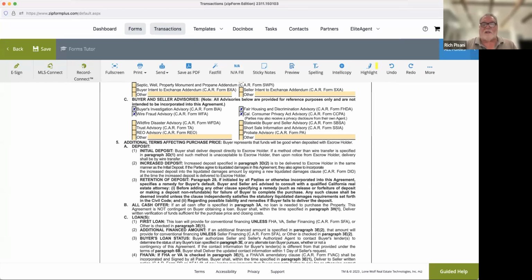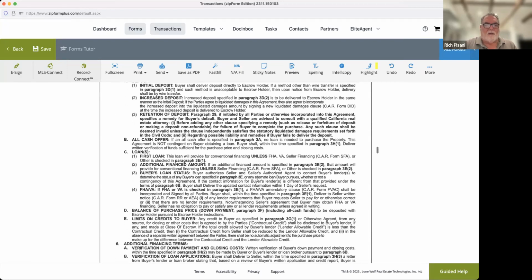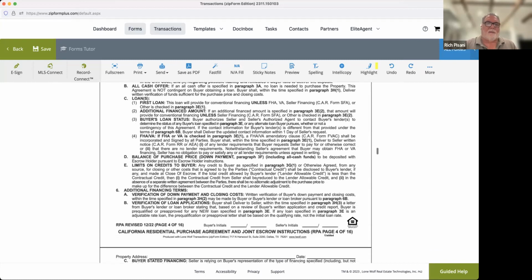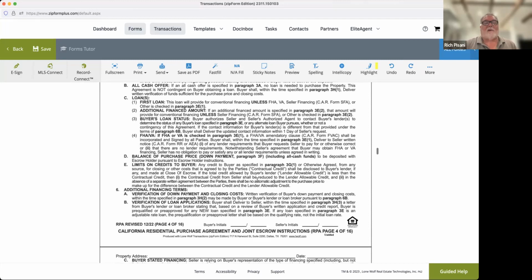All cash offer. If it's an all cash offer, no loan is needed. This agreement is not contingent on the buyer obtaining a loan. Buyer shall, within time specified, deliver written verification of funds. That goes without saying. Okay, so then we go into loans, the different types of loans, the balance due, deposited with escrow holder, limits on credits to buyer. This is very important.